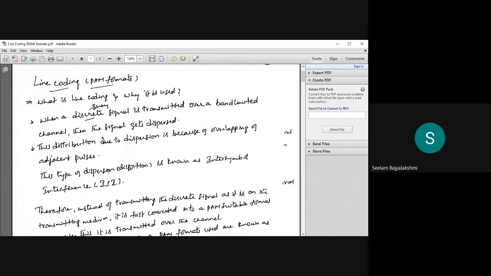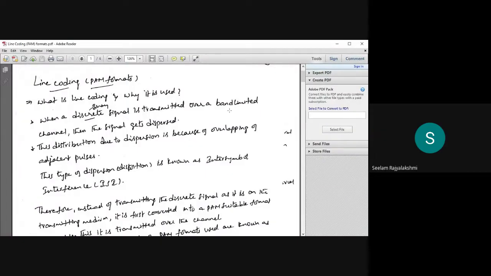Suppose you consider any binary signal or discrete signal, and you want to transmit it over a band limited channel. Because of overlapping of adjacent pulses, the signal will get dispersed, or we can say it is distorted. This type of distortion or dispersion is known as intersymbol interference, ISI.